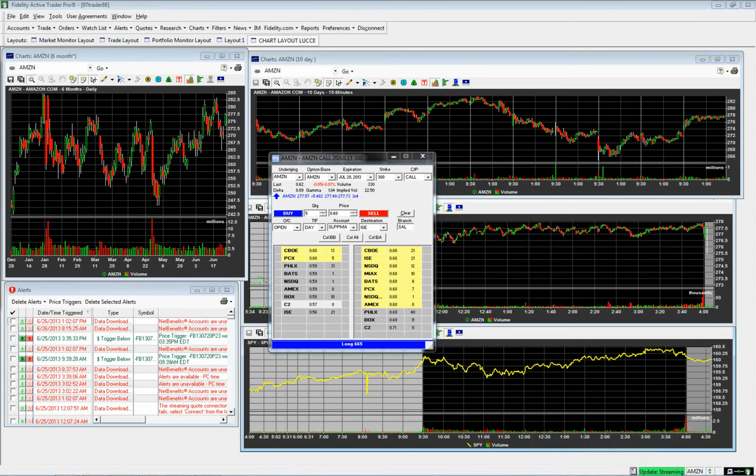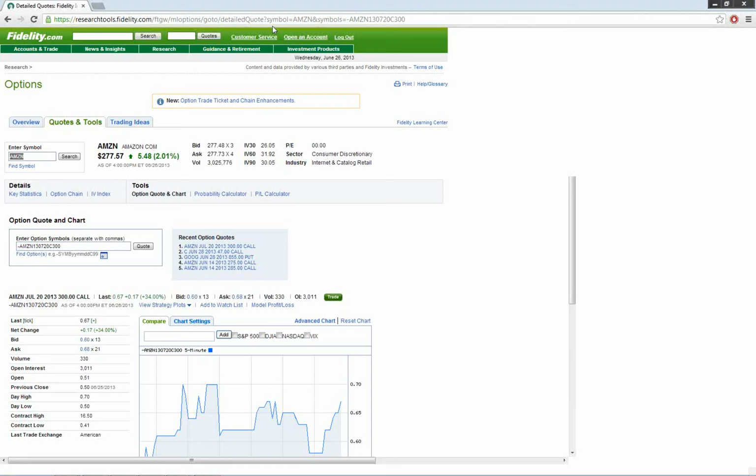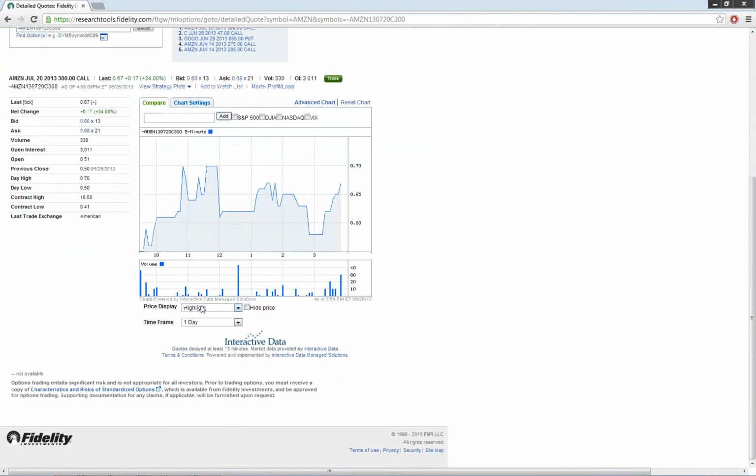Just like a stock, you can buy an option. You can also sell an option. When you sell an option, it's literally you're betting against the price going up. That's right. That's all you need to think about.